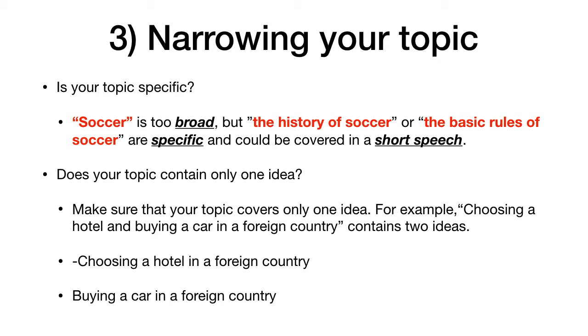The next question is, does your topic contain only one idea? So you need to make sure that your topic covers only one idea. For example, like choosing a hotel and buying a car in a foreign country. You can see that this contains two ideas, right? So you may separate into one idea or choose only one, right? You may choose only choosing a hotel in a foreign country or buying a car in a foreign country. Choose only one at a time, for example.